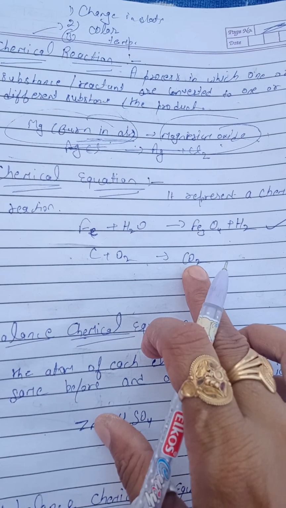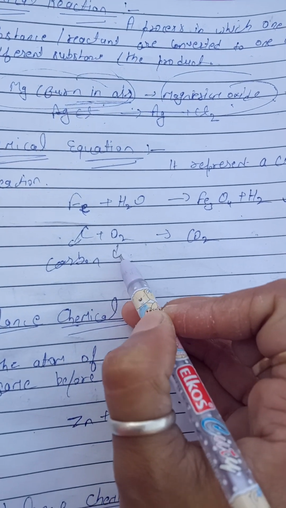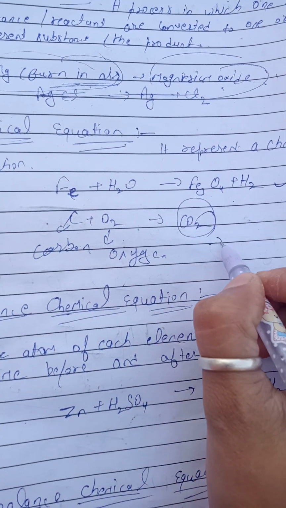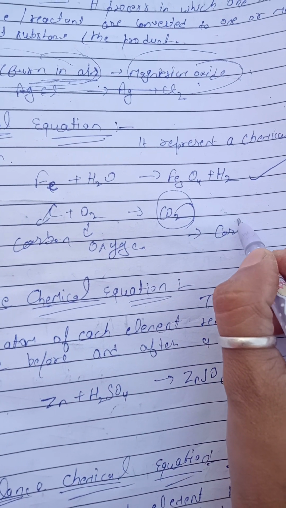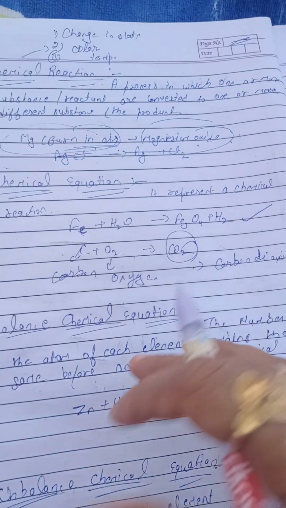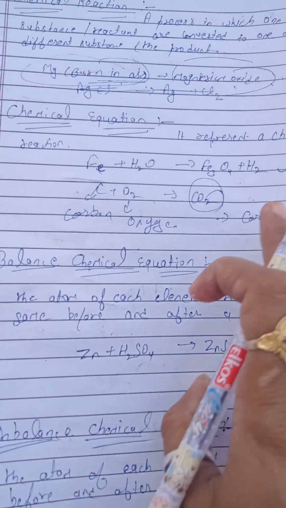C plus O2 is equal to CO2. C is the carbon, O2 is the oxygen, and this is the carbon dioxide. So we can say that a chemical equation represents the chemical reaction.